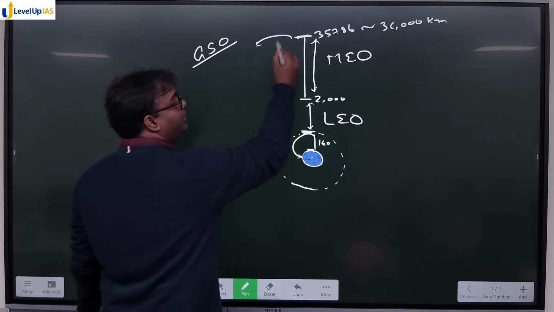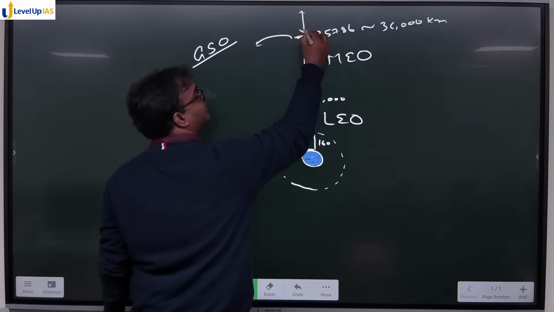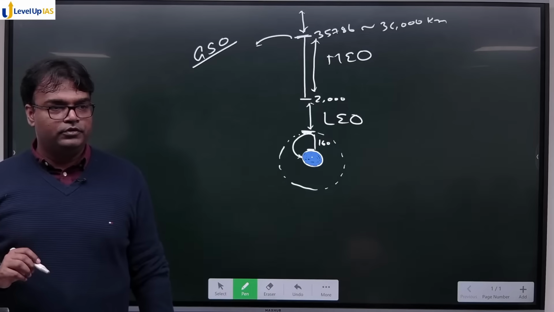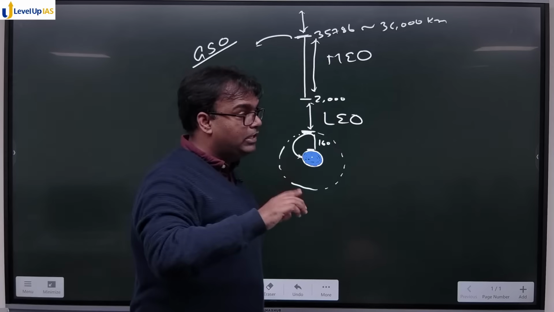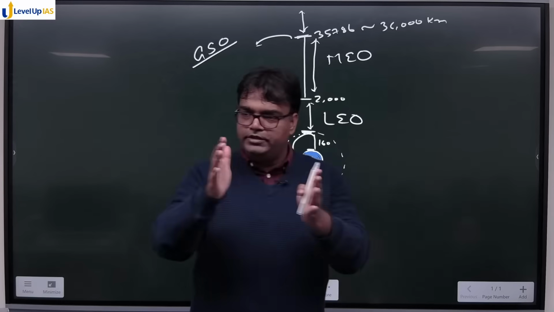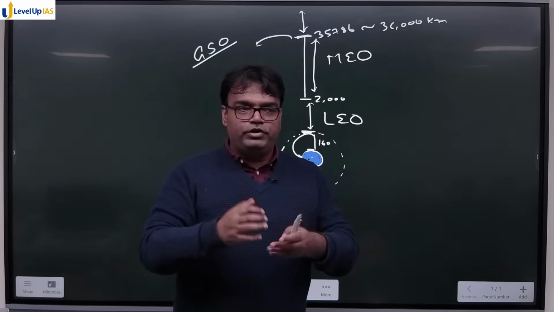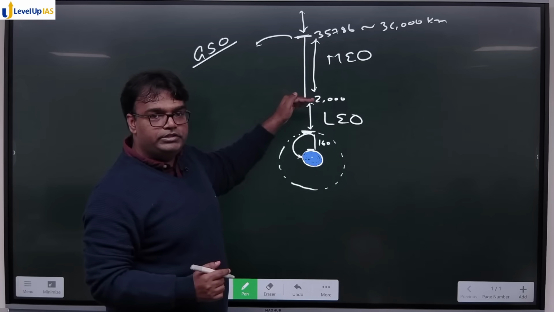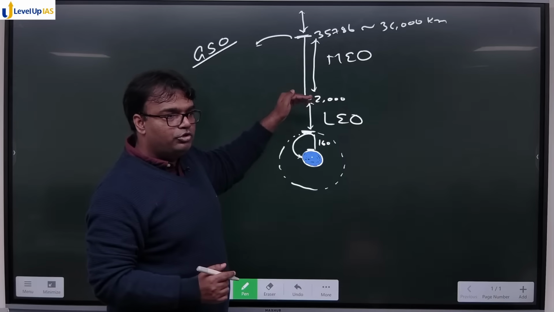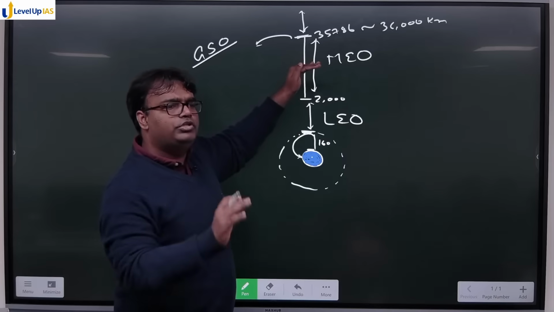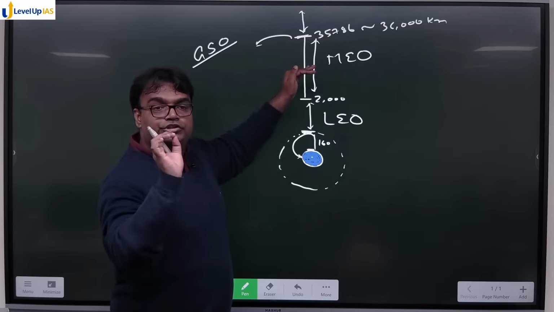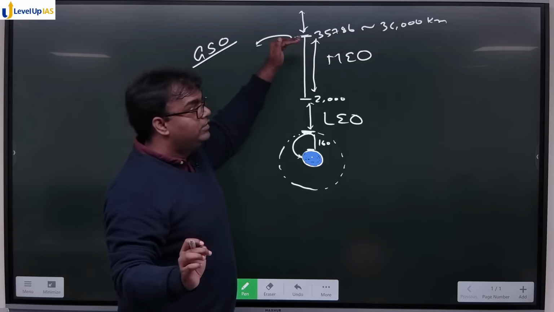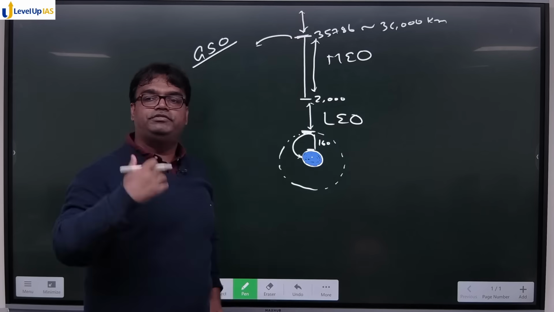And then orbits beyond this will be called high Earth orbit. So we have divided orbits into 4 types. First we divided orbits into circular orbit and then elliptical orbit. Circular orbits we have divided into low Earth orbit, which goes from 160 kilometers to 2000 kilometers. Then medium Earth orbit 2000 kilometers to 36,000 kilometer or 35786 kilometer. Geosynchronous orbit 35786 kilometer exactly, and then high Earth orbit beyond 35786 kilometer.